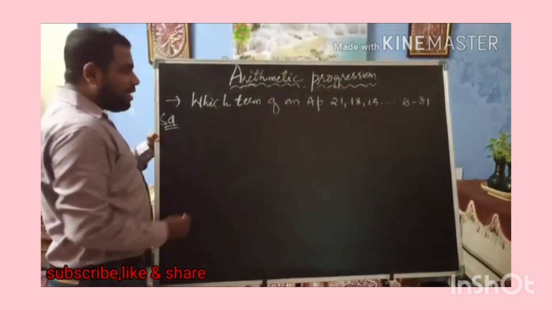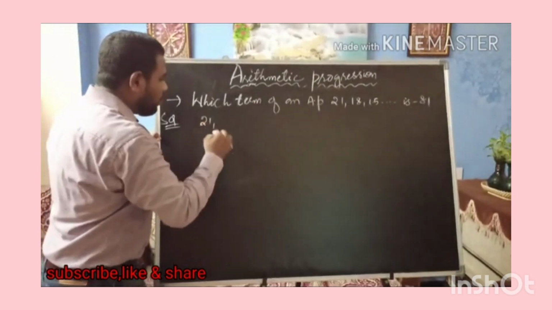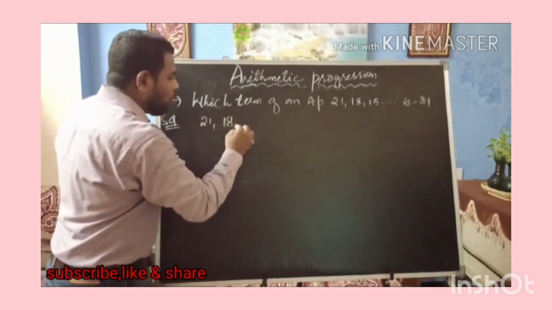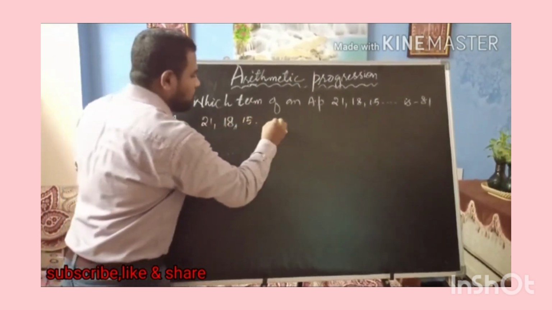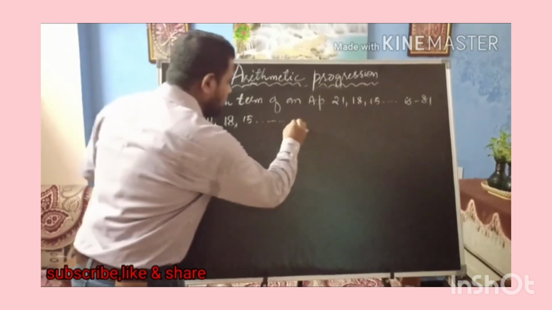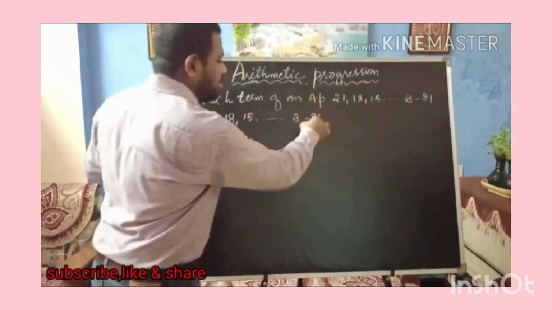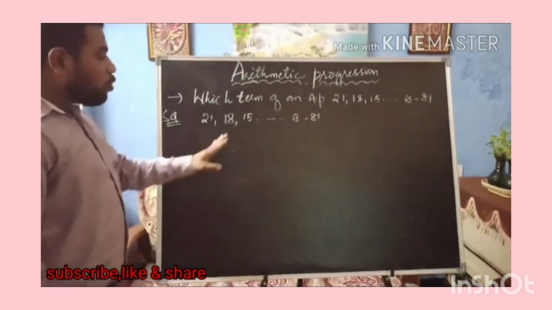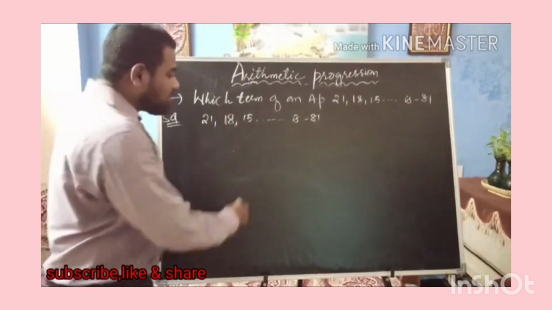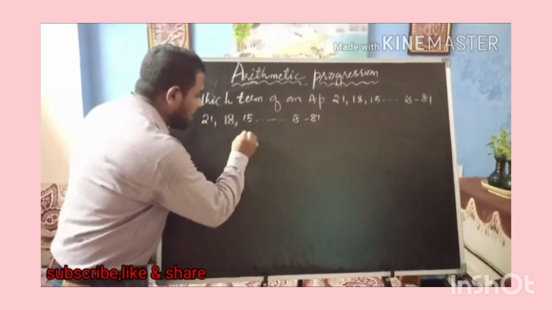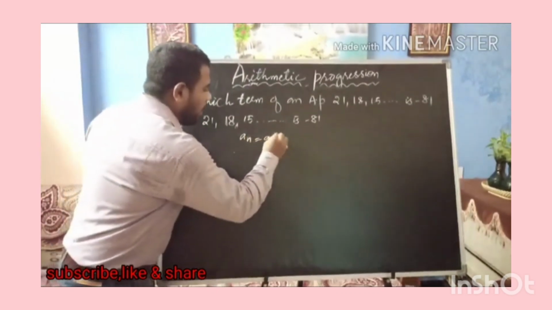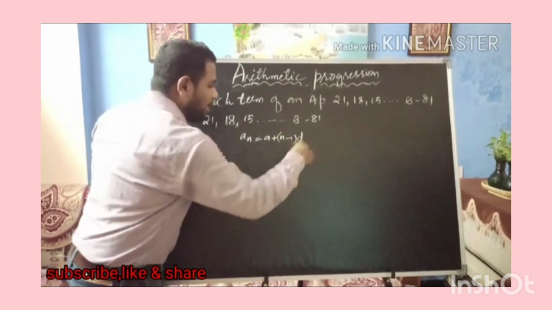I'm going to write the given series here, that is 21, 18, 15 and so on, up to minus 81. So our last term is minus 81. I'm going to apply the term formula here. We just studied the term formula, that is An equals A plus N minus 1 into D, right?